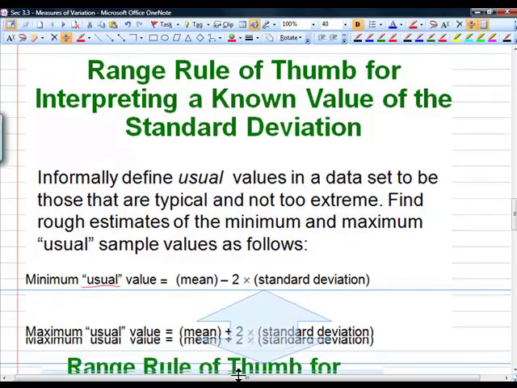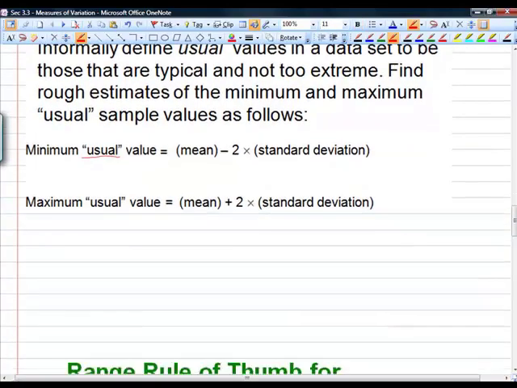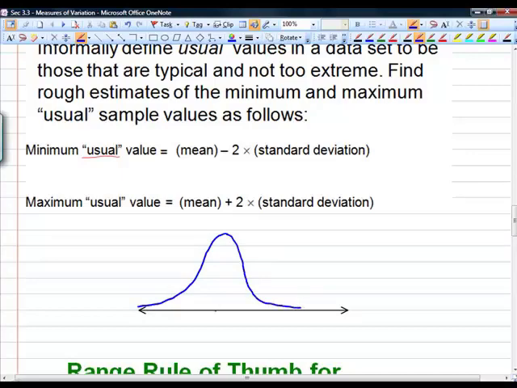And I think a picture is worth 1,000 words, so I'm going to draw a picture of what's going on here. If your data are normally distributed, and we're operating under the assumption that they are normally distributed, what does normal mean again? Symmetric and bell-shaped. So if your data are symmetric and bell-shaped, then your mean is going to be right here in the middle. And if we go out 2 standard deviations, whatever that standard deviation is, there's 1 standard deviation, 2 standard deviations.